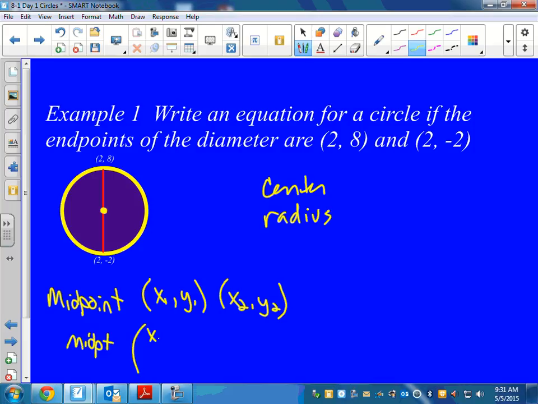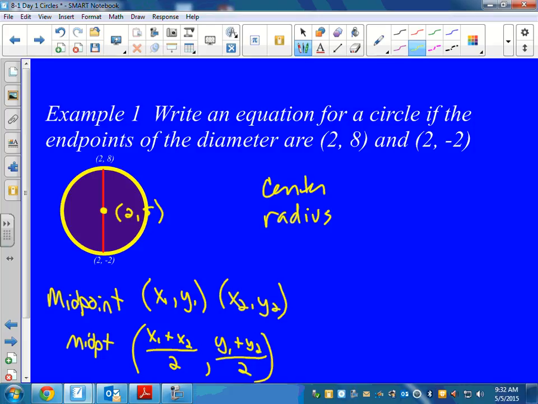Maybe, since this is just a vertical line, we don't even need that. We can just use our range. Since this is at 2 and this is at 2, we don't even need the x because it's just going to be at 2, right? How far is it from 8 to negative 2? 10. And what's half of 10? 5.